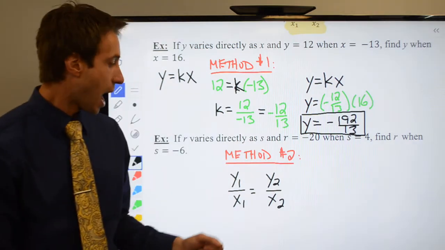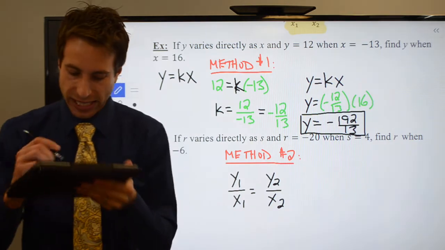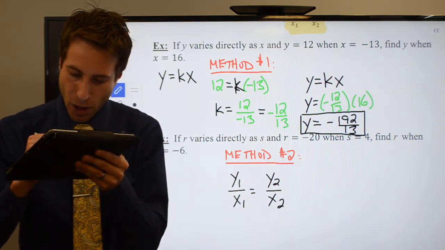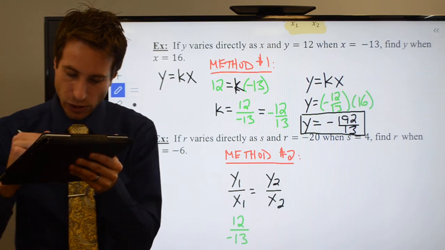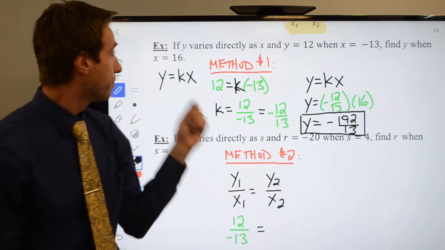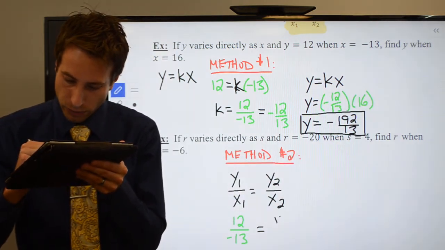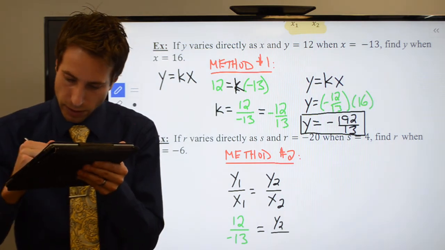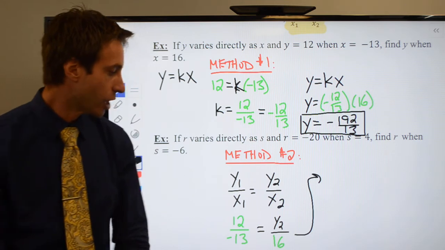Okay, well, here we go. I know that y is 12 when x is negative 13. So let's go ahead and plug that in. y is 12, x is negative 13. That's all going to be equal to, find y when x is 16. Okay, well, y2 over 16. Now, all you got to do is solve this.